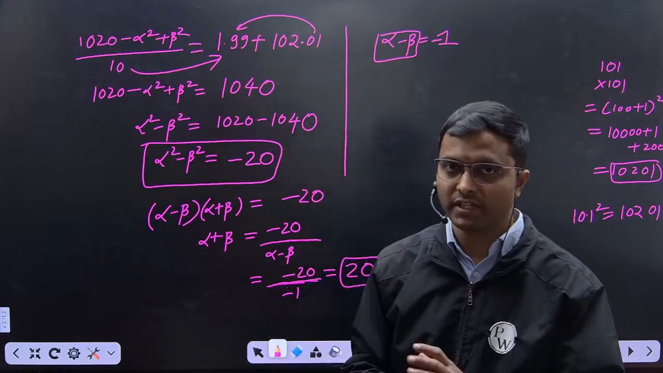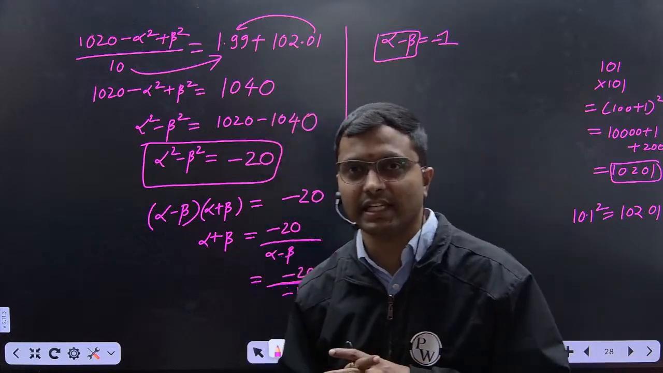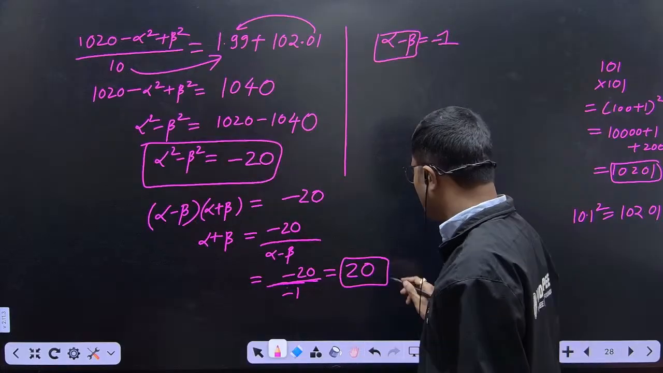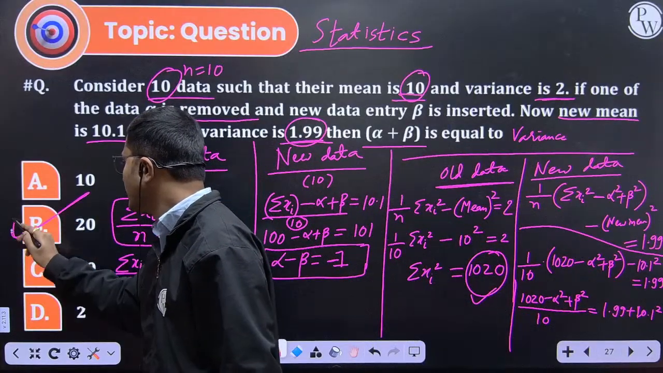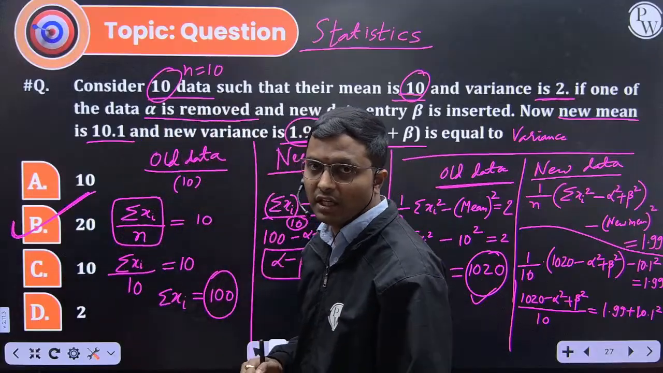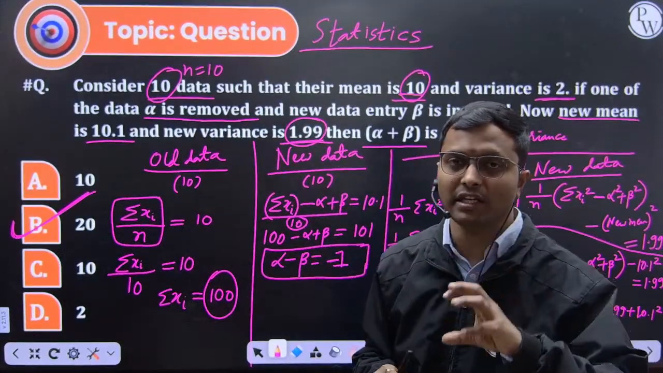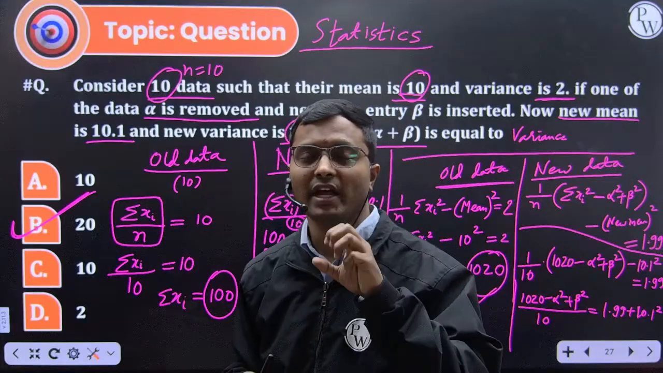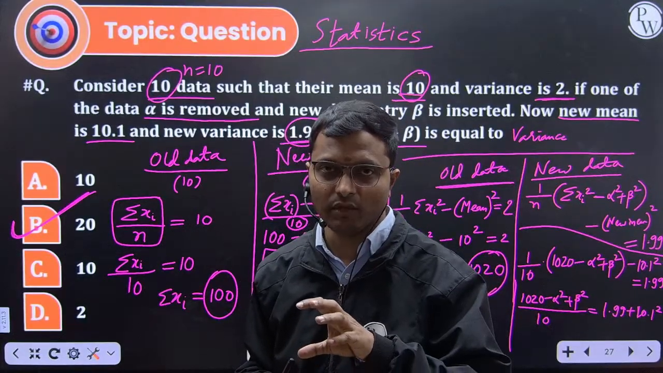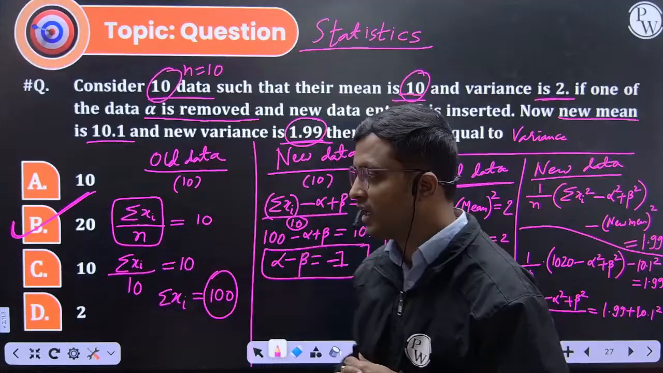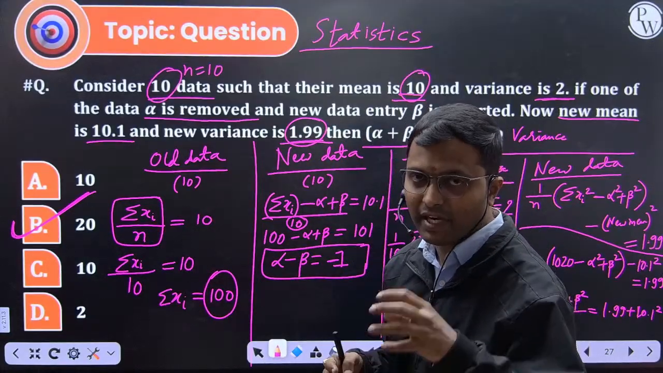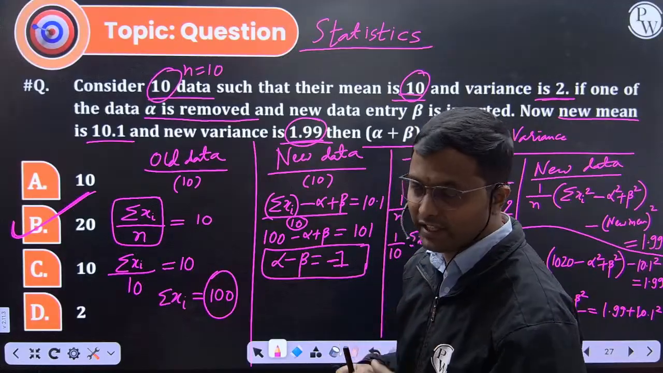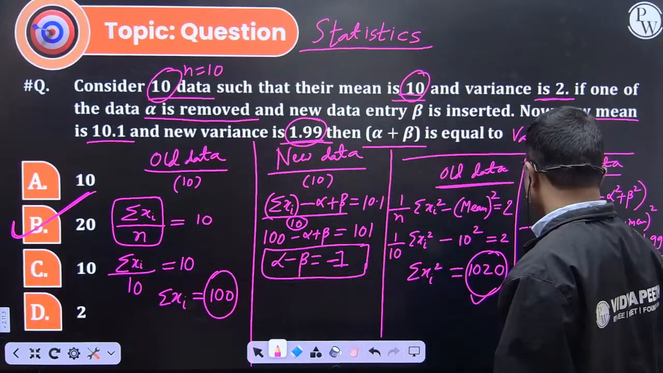We need to be careful with the calculations in statistics. So finally we got the answer as 20, alpha plus beta. What is that option? Second option, 20 is our answer. Okay. Again we are using the mean formula and variance formula, old data and new data. We need to do the careful subtraction and addition: subtract the old data, add the new data. Okay. So that is our answer, second option.